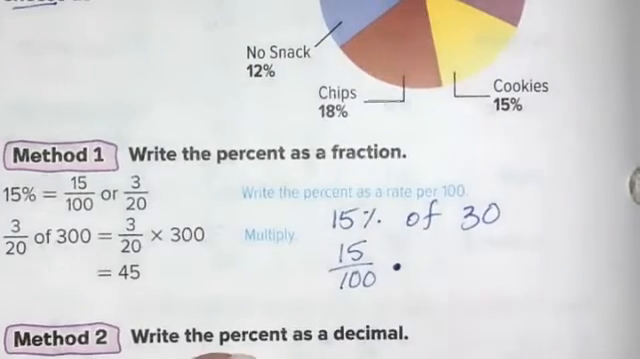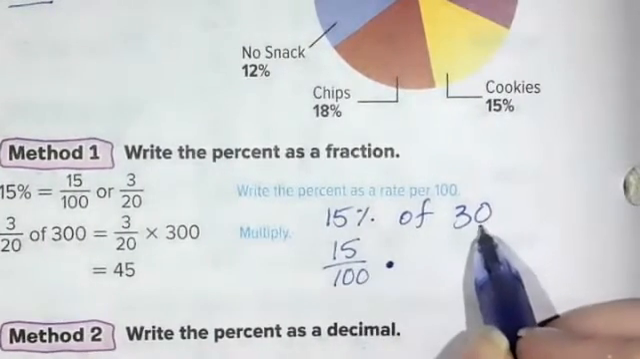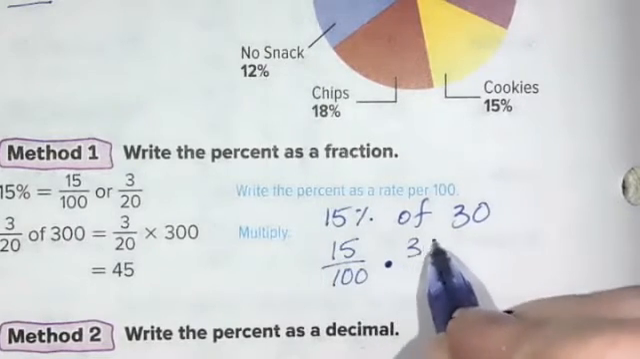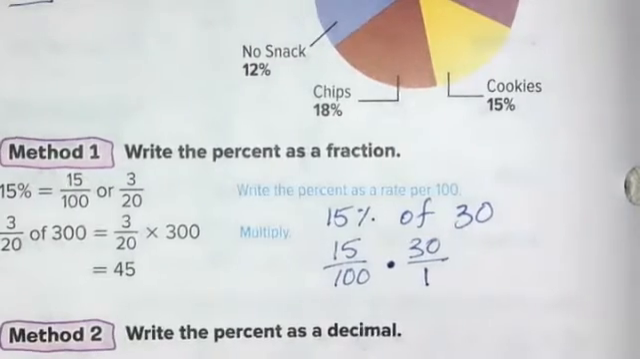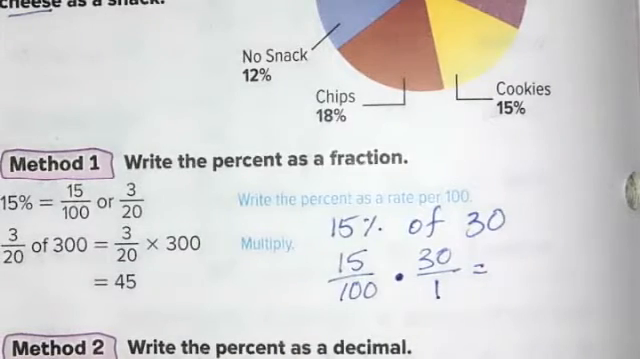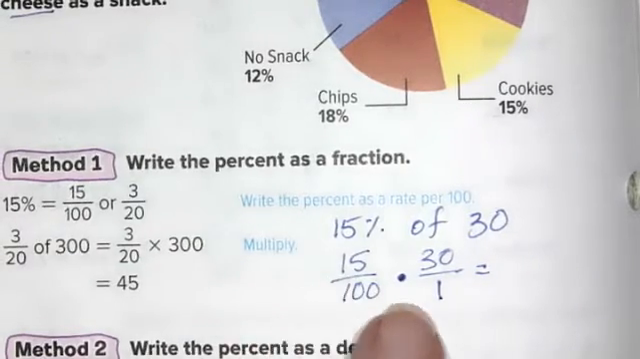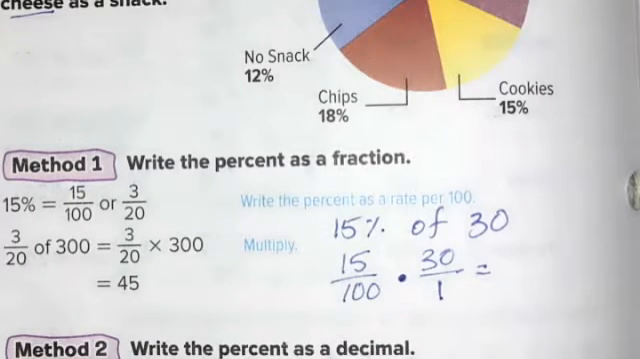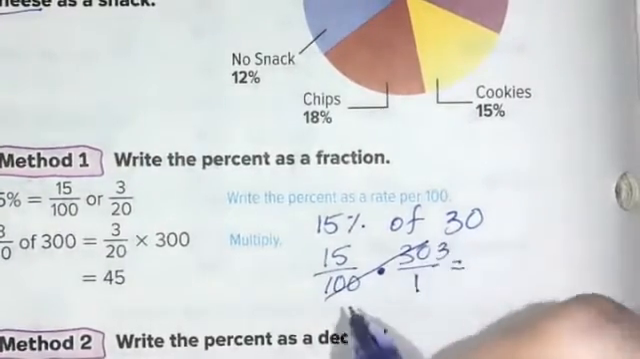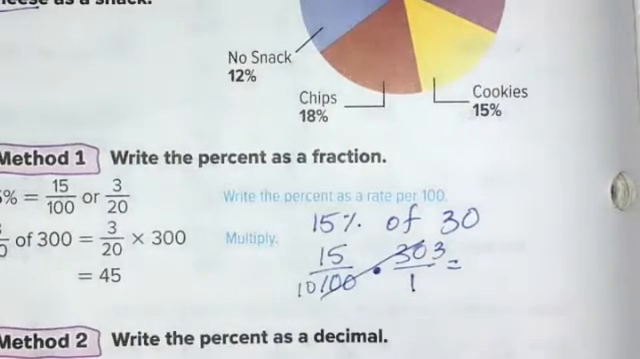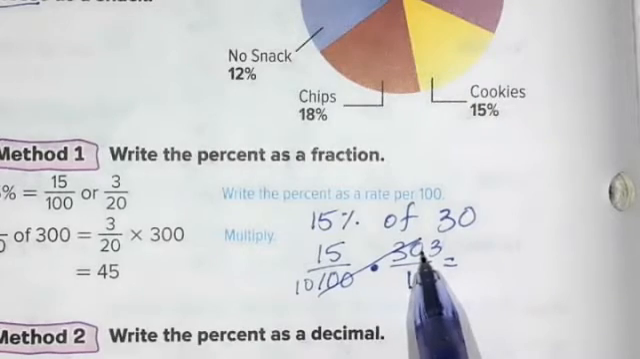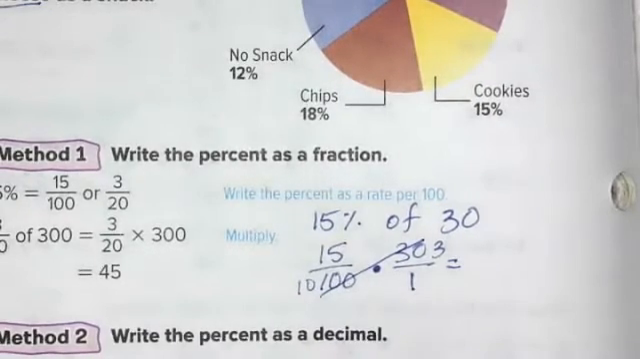So 15 over 100 times, now we're multiplying by fractions, so we need to write that number as a fraction. Now I want to multiply those fractions. Before I do that, I want to check to see if I can make my problem simpler by cross canceling. So 15 and 1 cannot cross cancel, but 100 and 30 can. They are both divisible by 10. So 30 divided by 10 is 3, and 100 divided by 10 is 10.